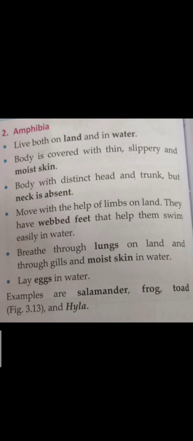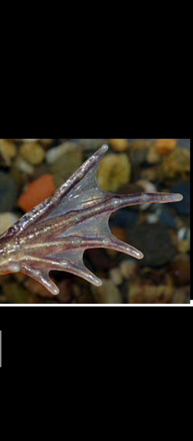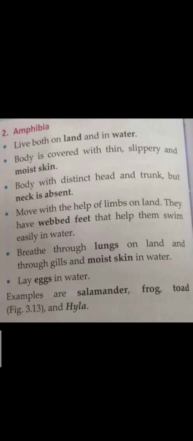Next characteristic is they move with the help of limbs on land. They have webbed feet that help them to swim easily in water. Next, they breathe through lungs on land and through gills and moist skin in water. If they are on land, they breathe through their lungs. If they are in water, then they breathe through gills and moist skin. And they lay eggs in water.